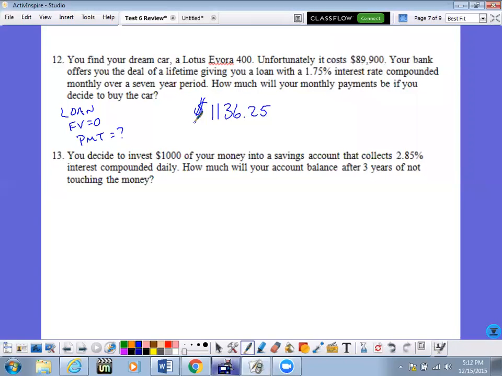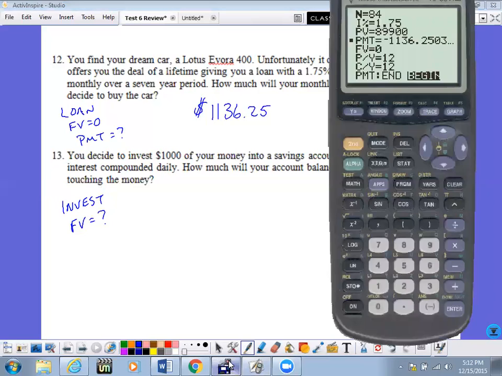Number 13, you decide to invest $1,000 of your money into a savings account that collects 2.85% interest compounded daily. How much will your account balance be after 3 years of not touching the money? So in this case, it's an investment. It says how much will your account balance be? So we're looking for future value. And now we go to our calculator.